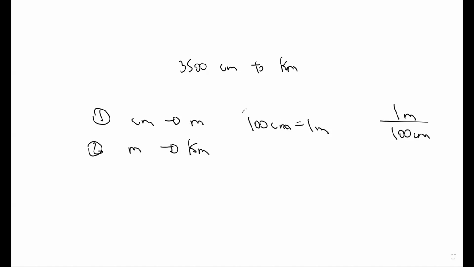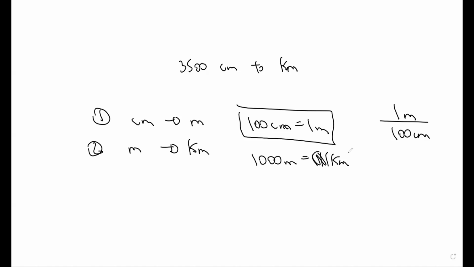I recommend writing this part out first before you write it as a fraction, because a lot of people set these fractions up incorrectly. Next one, there's 1,000 meters in 1 kilometer. Good. So setting that up, converting to kilometers, you'll get 1 kilometer over 1,000 meters. So those are your two fractions in this case.